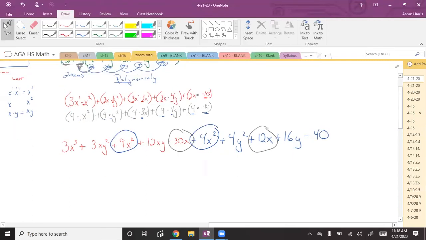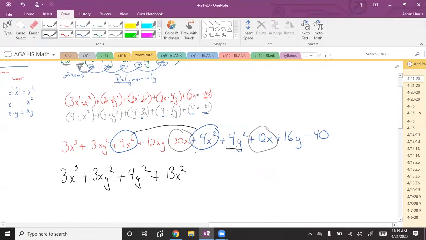So the highest one is this 3x cubed. Then I have a squared here. I have a squared there. So I'm going to put plus 3xy squared. Then I'm going to do this one, plus 4y squared. Then I should have done the x's, but here's 9 and 4. So 9 and 4 is what? 13. So I get 13x squared.